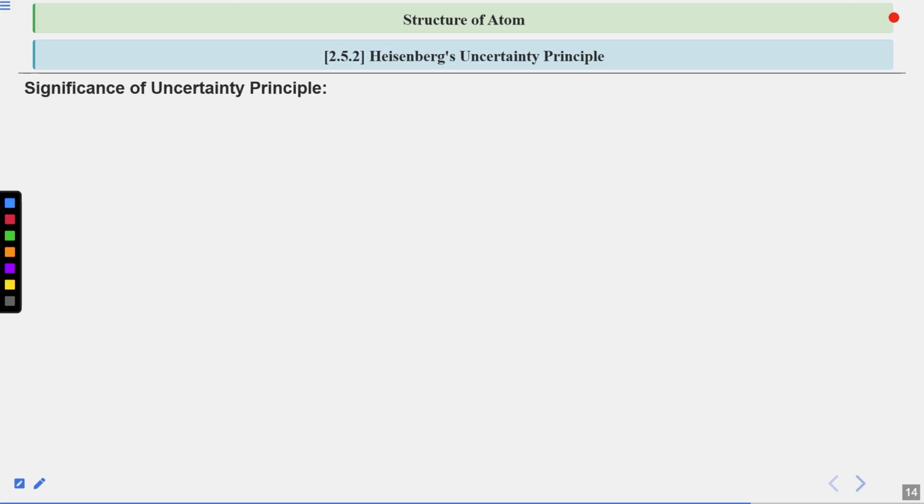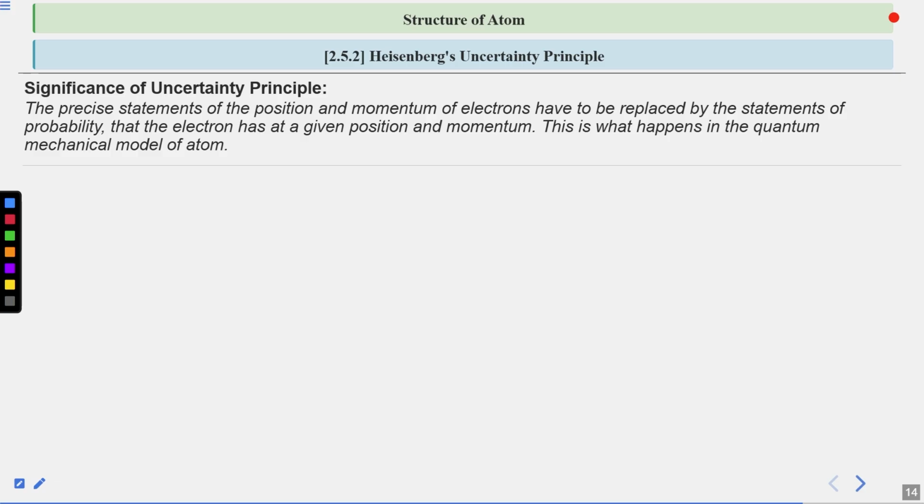Now we will talk about the significance of the uncertainty principle, third point. We know it very well. The precise statements of position and momentum of the electron have to be replaced by the statement of probability. Initially we were saying in the Bohr model that there is a definite path for the electron to move. But now we are replacing that definite path with the probability term, that we can predict that the electron may be here. But we can't say that it will be here with 100% accuracy. It's not possible now because we don't know its position and momentum.